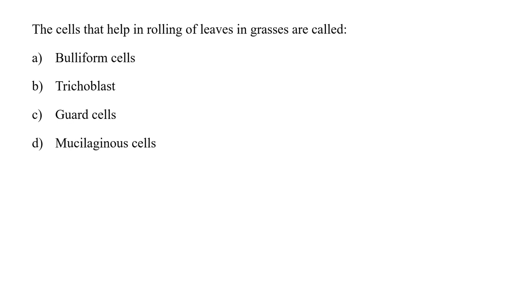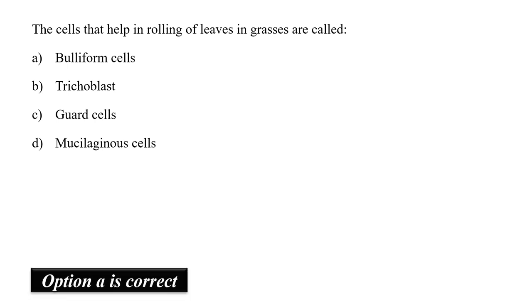The cells that help in rolling of leaves in grasses are called bulliform cells, trichoblast, guard cells or mucilaginous cells. Bubble-shaped bulliform cells of monocot leaves are responsible for unfolding of the developing leaves and rolling and unrolling of mature leaves, in response to alternate wet and dry conditions. So hence option A would be the correct answer, that bulliform cells are responsible for the rolling of leaves in grasses.